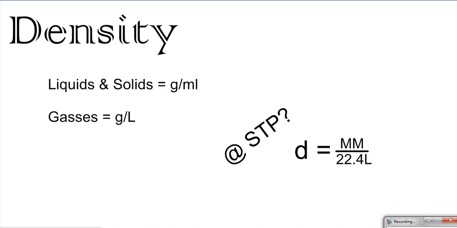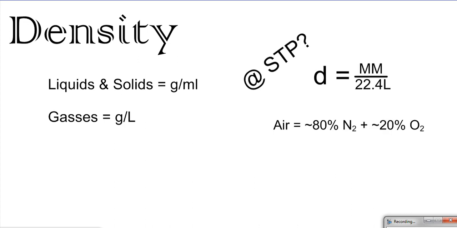And if you're at STP and dealing with 1 mole of any gas, you can find its density by dividing the molar mass by 22.4. So some multiple choice questions will ask you about different gases and whether they sink or float in air. So air is approximately 80% nitrogen, approximately 20% oxygen. And I know there are other trace amounts, but we're approximating, thus the squiggly line.